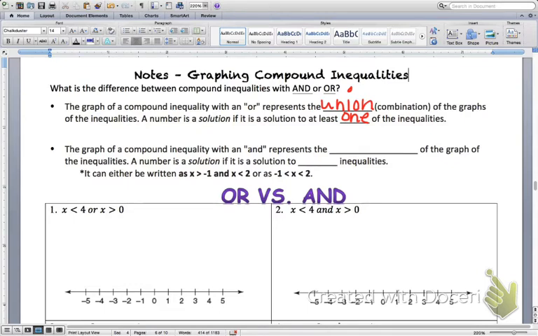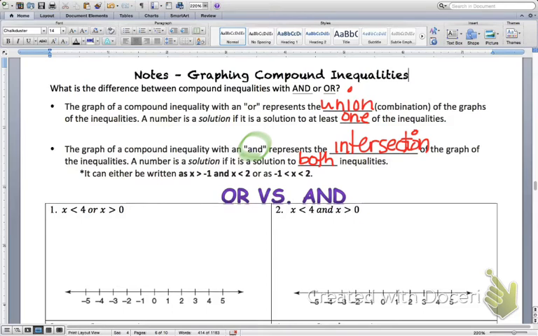Now for the and inequalities, it's a little different. It represents the intersection of the two graphs, and we need to figure out where they're both going to be true. So it's not just graphing them like we did with the or, where one is true. We want to figure out where both are true. So the idea is, where do they share answers? What answers do they have in common? That's what we're going to be looking at.